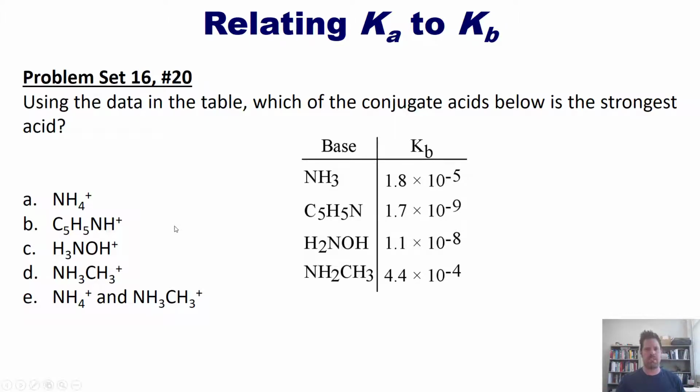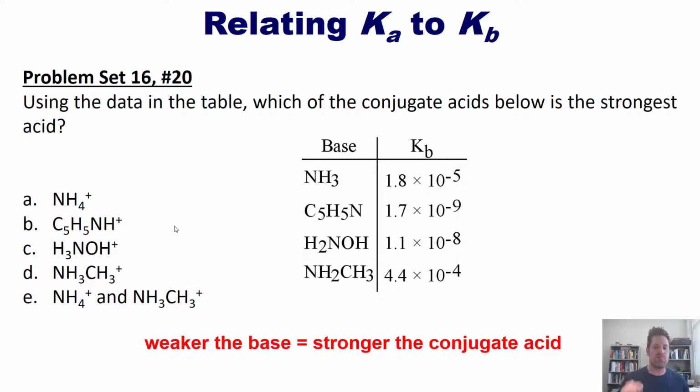Does that make sense? So how can we use the information provided about these bases to identify the strongest of these conjugate acids? Well, the way we do this is in a roundabout manner. We have to remember a few things. First of all, we have to remember that the weaker the base, the stronger the conjugate acid. Thus, to identify the strongest conjugate acid from this list, we need to identify the weakest base from this table. So how do we do that? Well, that requires the next piece of information.